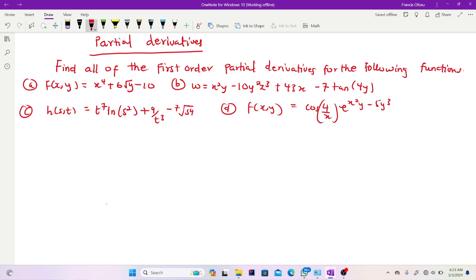So let's take the first problem we have on the board. Solution. The first problem here is f of x, y is equal to x to the power 4 plus 6 root y minus 10. This is a multivariable function. We want to find derivatives of multivariable functions.